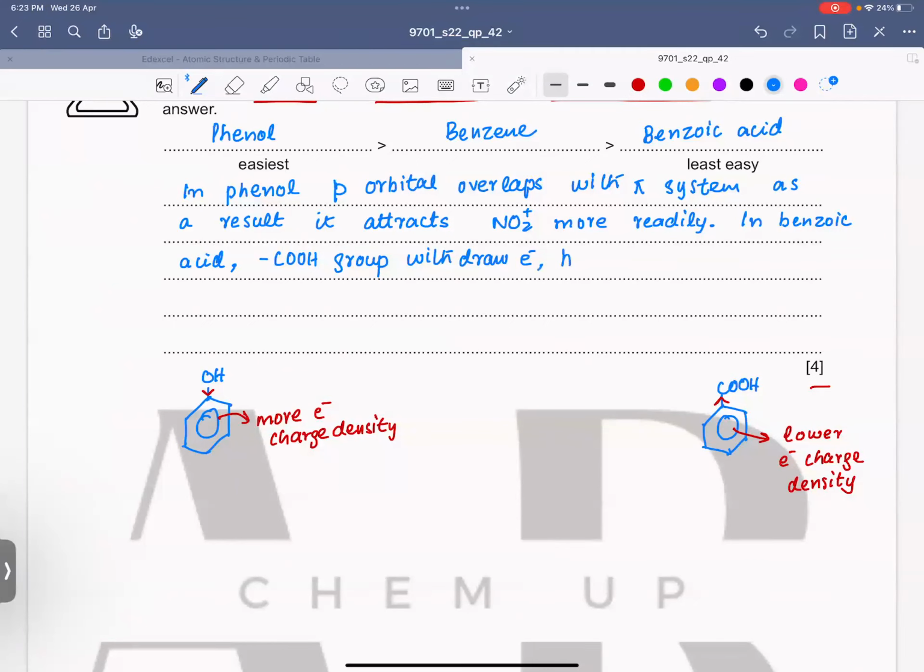So I can write, hence it attracts the NO2 positive less likely. Is this understandable to everyone? Yes, sir.